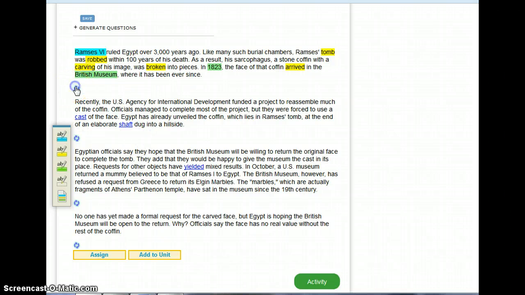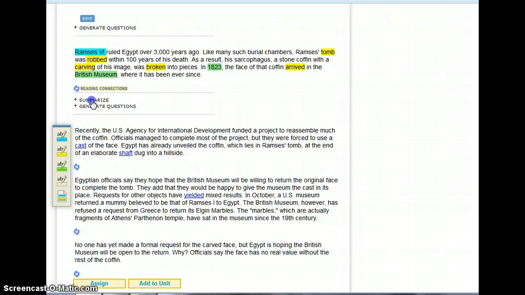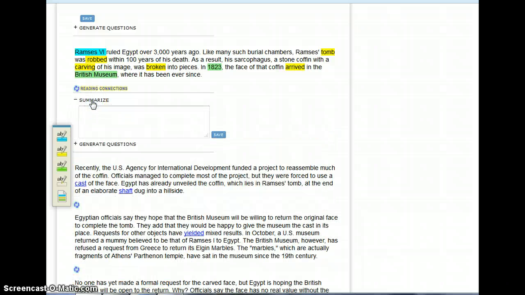Again, I'm going to open my reading connections and select Summarize and write all of the keywords that I highlighted throughout my text in a list. So I'm going to start with Ramses VI, tomb, robbed, carving, broken, 1823, arrived, and British Museum.